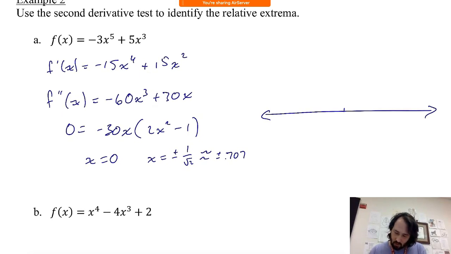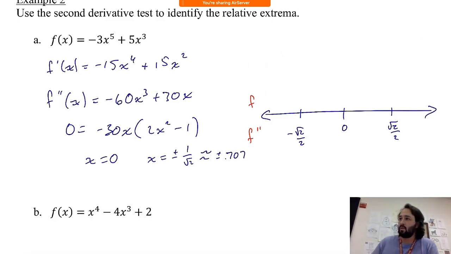So I have 0, I have negative root 2 over 2, I have positive root 2 over 2, and that's where I want to test around to figure out my concavity. So I have an f double prime that I'm going to relate it to. I'm going to move it over just a little bit. I also have an f that I want to relate it to as well.